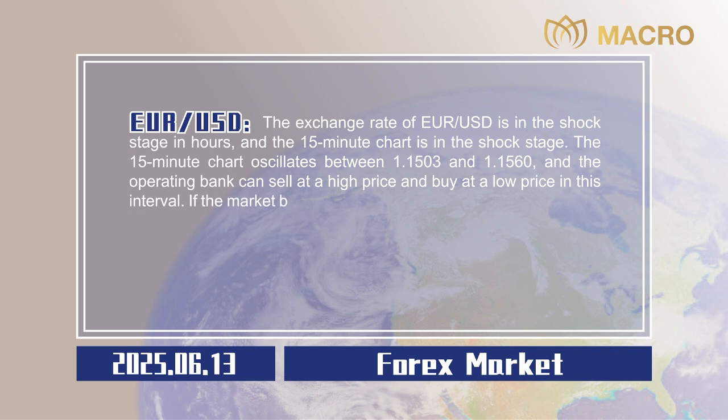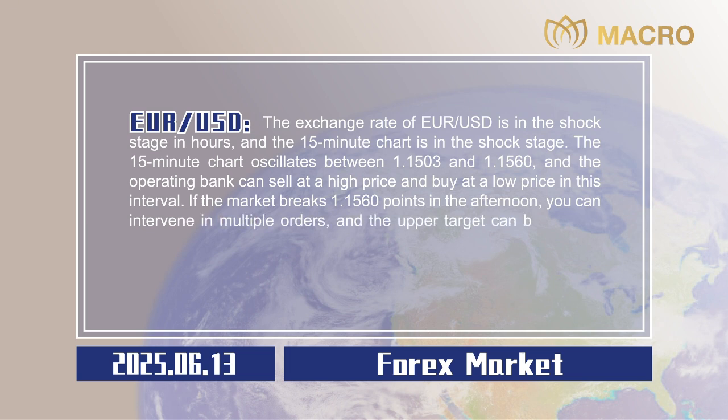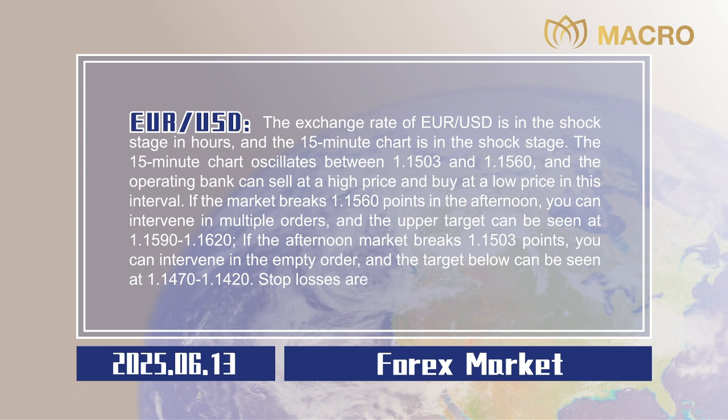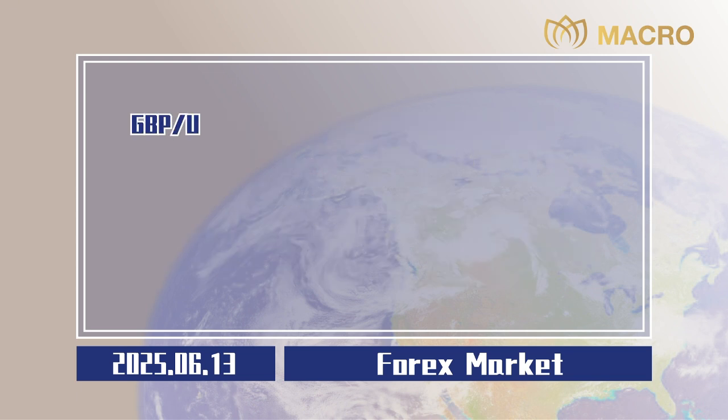If the market breaks 1.1560 points in the afternoon, you can intervene in multiple orders, and the upper target can be seen at 1.1590 to 1.1620. If the afternoon market breaks 1.1503 points, you can intervene in the empty order, and the target below can be seen at 1.1470 to 1.1420. Stop losses are all 20 points, 0.0020.